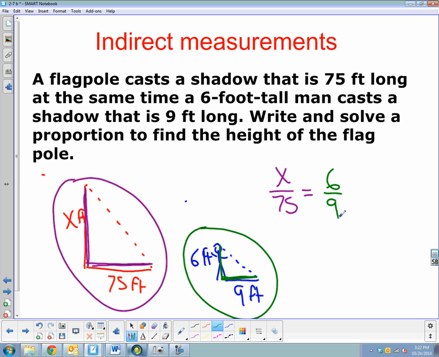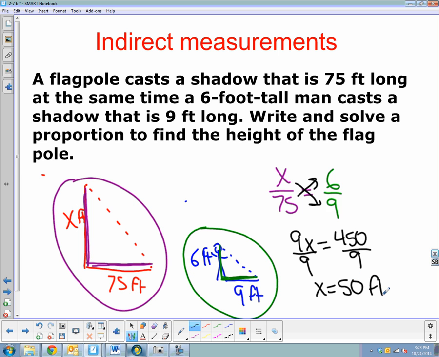I have a proportion. I can solve that proportion. I can cross multiply, and so I get 9x. And again, you can use a calculator if you need to for these, but I'm going to because it's Friday afternoon. And so 75 times 6, 450. Probably could have done that in my head, but not today. So 450. I divide both sides by 9, and I get that x equals 50 feet.